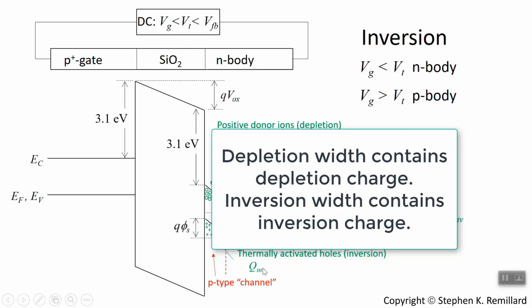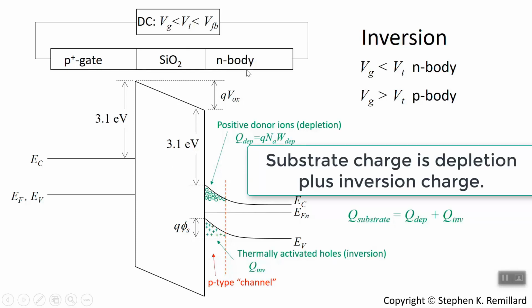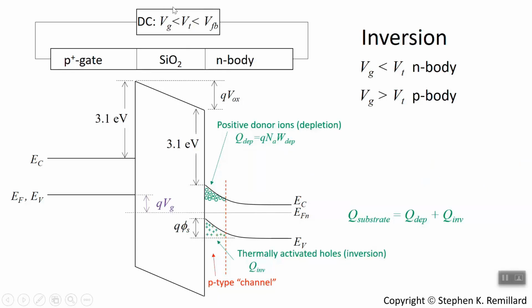If I figure out that inversion charge, and we're going to go over ways to do that, and I add it to the depletion charge, I will have the total charge in the substrate, which is the N body. The N body is a substrate, so that gives the total charge there. If I don't put any voltage on the gate, then I'm in thermal equilibrium. The Fermi energy needs to be a horizontal line all the way across.